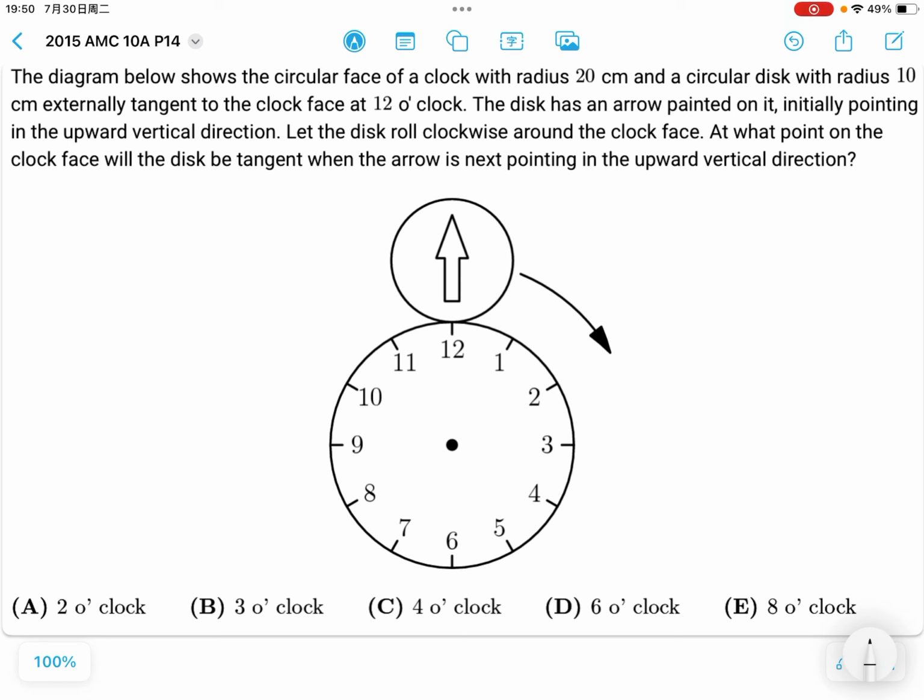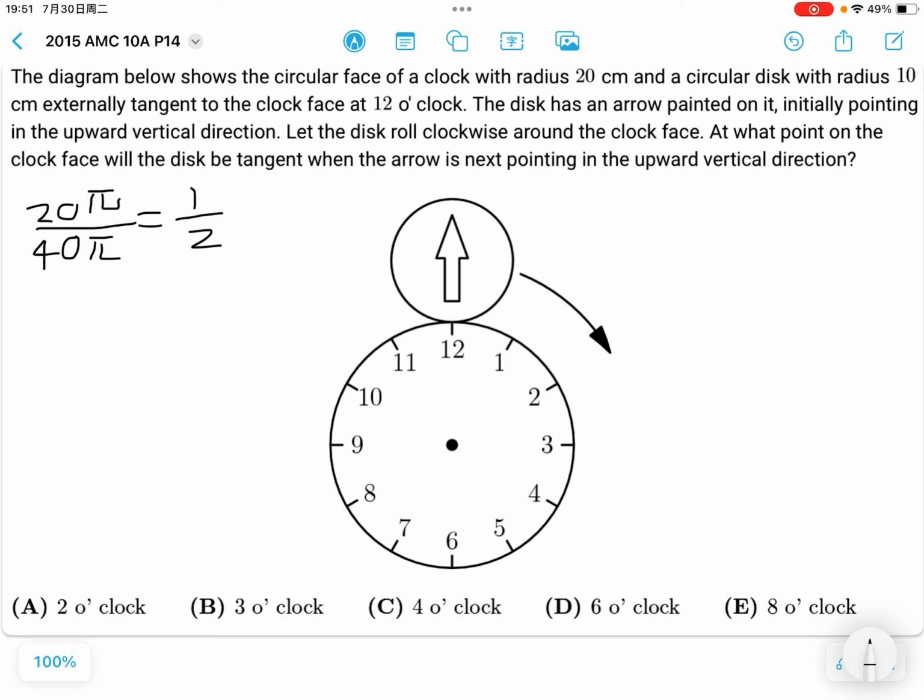What I did here at first that got me choosing D was that I calculated the circumference of the circular disc, which is 20 pi, and the circumference of the clock is 40 pi. So 20 pi over 40 pi is going to be 1/2. For this disc to rotate 360 degrees to come back to its original state, I thought that this disc has to travel 1/2 of the length to rotate its full circumference, right? So I just chose 6 because 6 o'clock here is 1/2 of the circumference of the clock. However, this is the wrong answer.